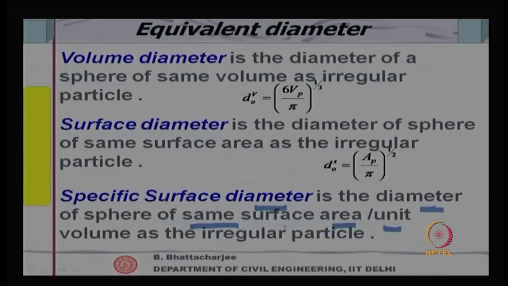So, now consider specific surface diameter. It is the diameter of a sphere of the same surface area per unit volume as the irregular particle. So, what you have to do is know A p and V p. That is the specific surface. Now, this must be equal to, for a sphere, pi d square divided by volume, 1 by 6 pi d cube. So, you can find that it is 6 by d.